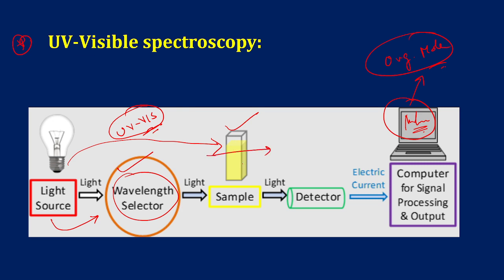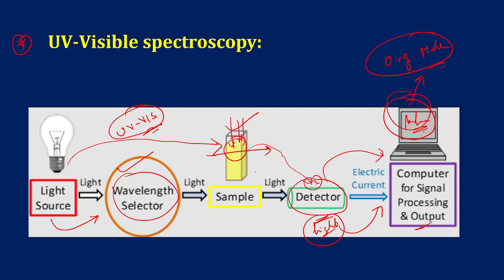Once the light passes through the sample, some amount of light is absorbed by the molecule and the remaining light is transmitted. That is detected by a detector, and the light signal is converted into an electrical signal, that means a computer signal, and in the output you get the spectrum. So the instrument has a light source, wavelength selector, sample, detector, and finally a computer and signal processing unit. By taking a printout of the graph and studying it, you will get good knowledge. That's all. Right.